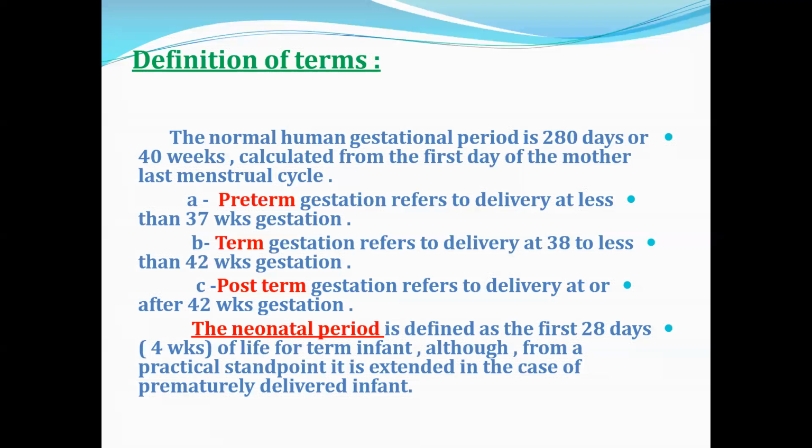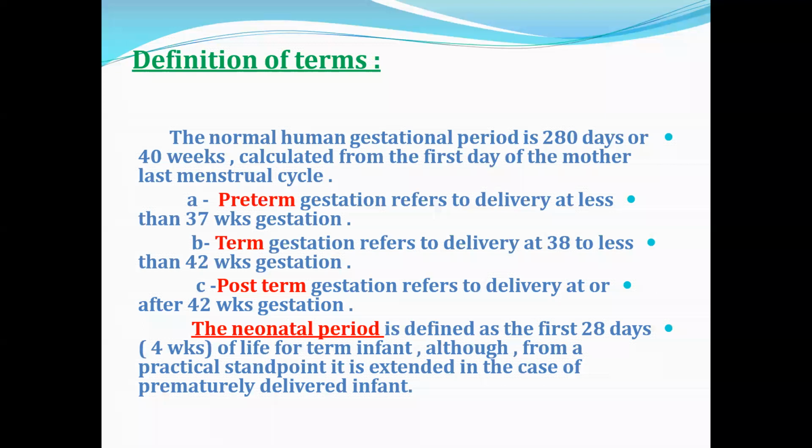Of course, we had a lot of content that is shared between these three classifications. So, what do we mean by preterm? Preterm refers to delivery at less than 37 weeks gestation. This is considered premature, whatever the weight of the newborn. Here we talk about counting the weeks of gestation. Less than 37 weeks of gestation is considered preterm, regardless of the weight.